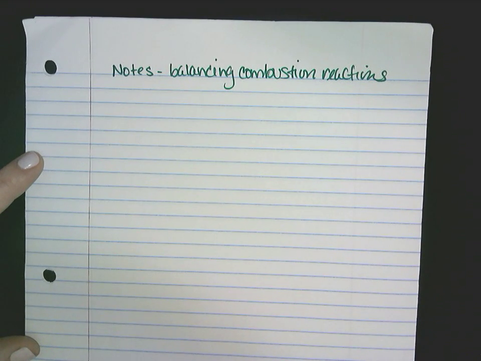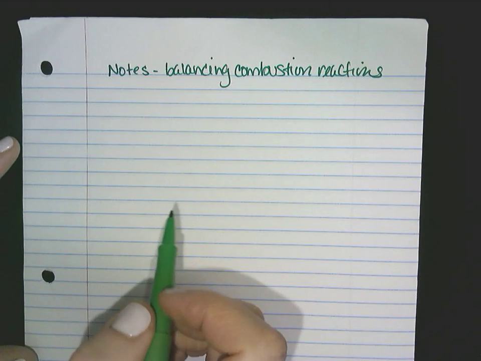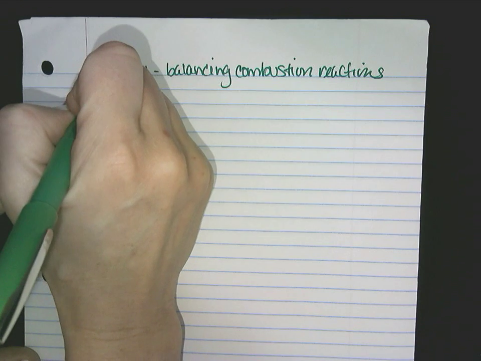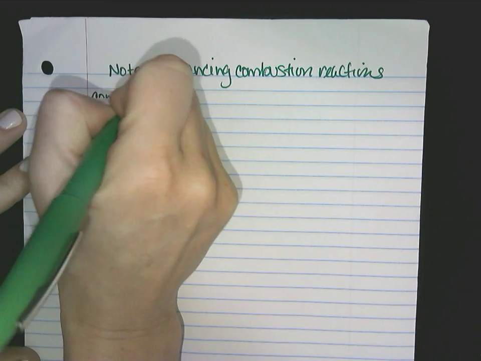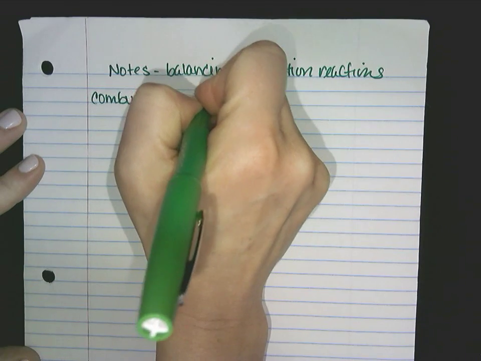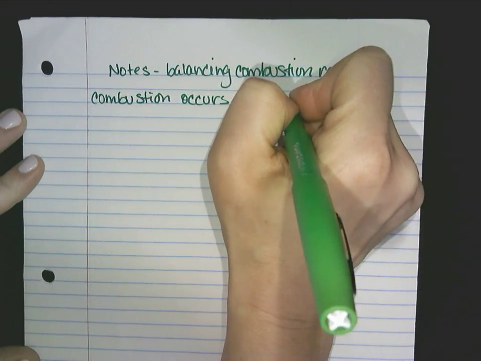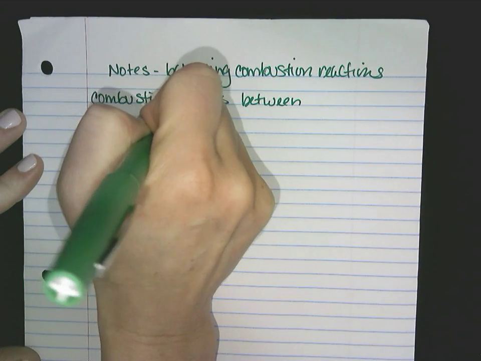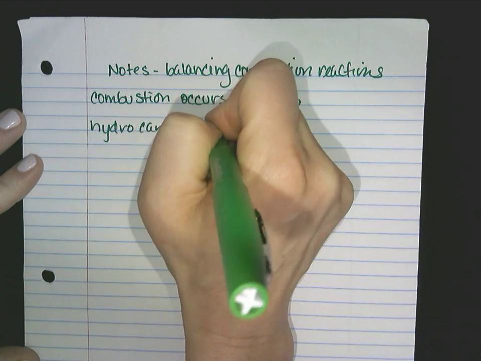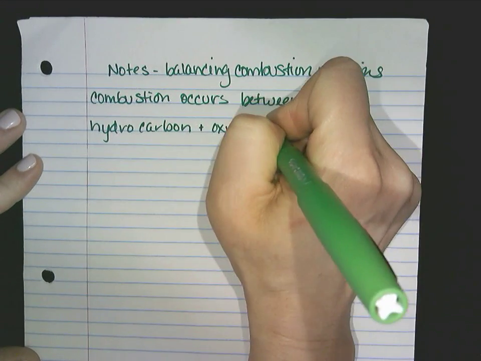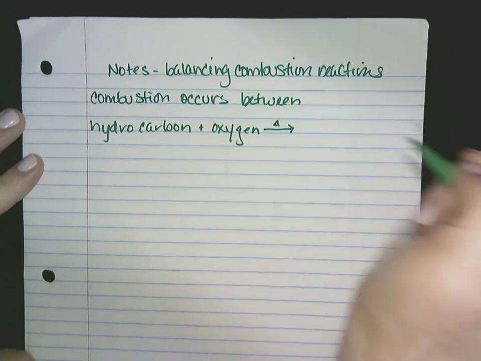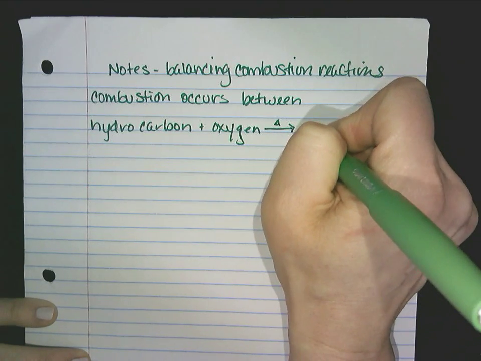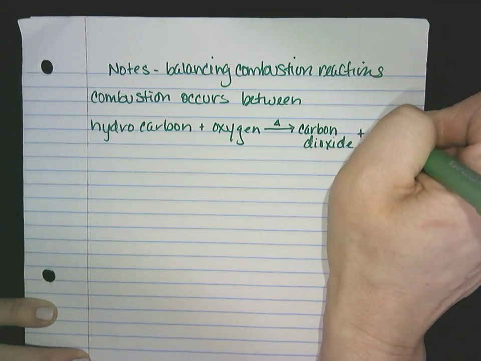This is a video on balancing combustion reactions. Combustion occurs between hydrocarbon and oxygen. With a little bit of heat added, it produces carbon dioxide and water.